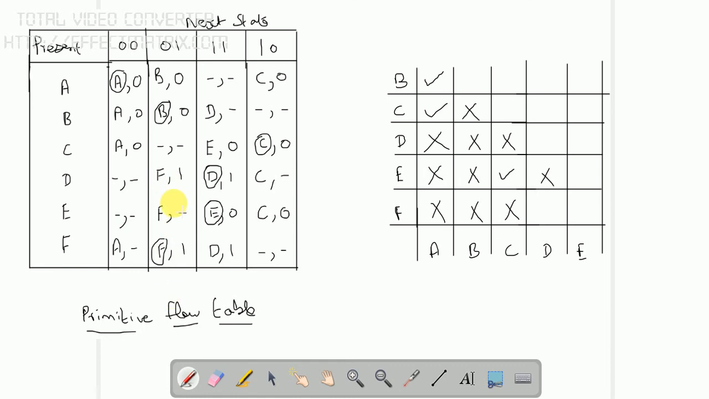Next, D comma F, dash comma dash, A comma dash, no problem. F comma 1, F comma 1 is equal. D comma D comma equal, but D comma F, C comma dash, dash comma dash. So almost we can take this as an equal one. So D and F are equal.